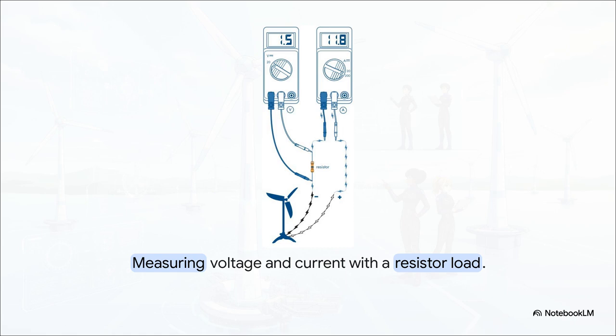We use multimeters to measure both our voltage and our current, but check out that crucial addition right in the middle of the circuit, a resistor. See, wind is naturally inconsistent, which means the voltage fluctuates wildly. By adding a 50 or 100 ohm resistor, we're basically placing a load on the generator, forcing it to do actual work. It's really the only way to get a realistic measurement of our turbine's true power output.